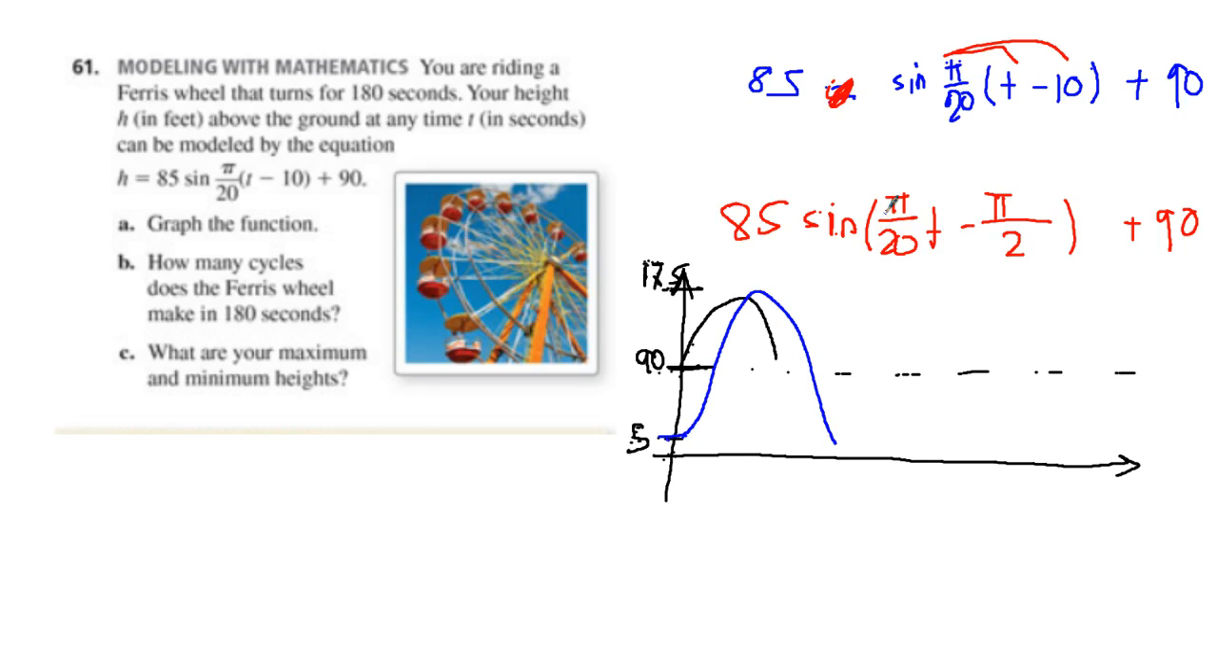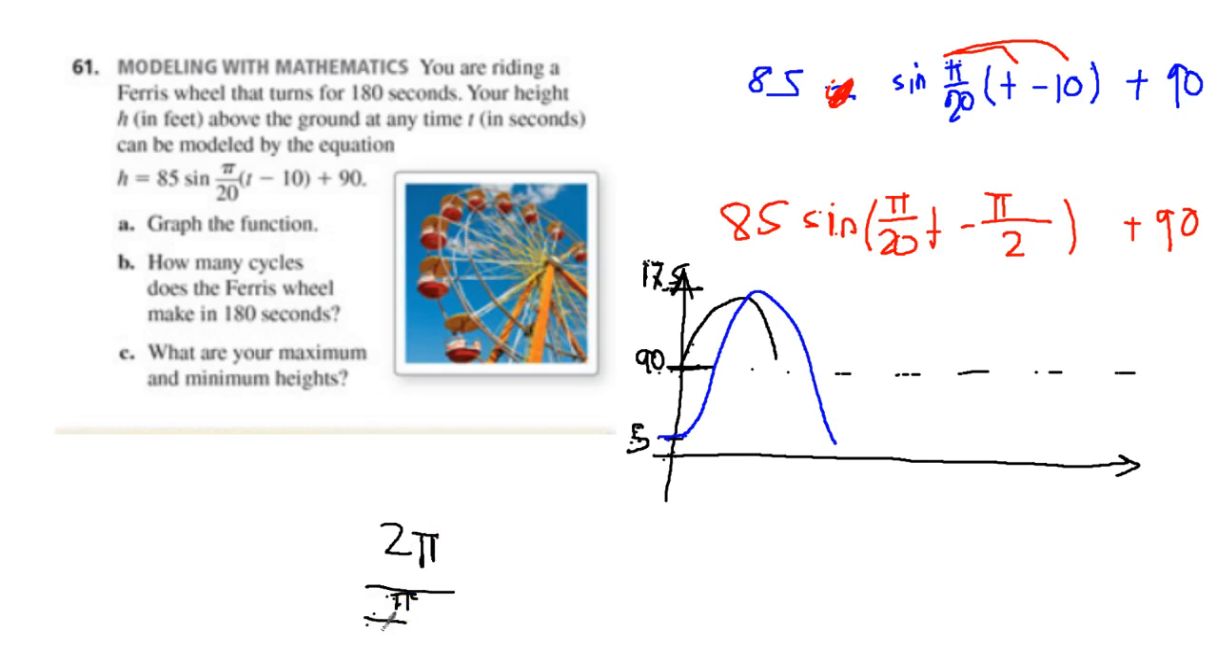Right. But how many times does it go? How many times is there a revolution, right? And the answer is, well, pi over 20 t, the coefficient is pi over 20. So we have to find a period in order to determine how many times this Ferris wheel spins.